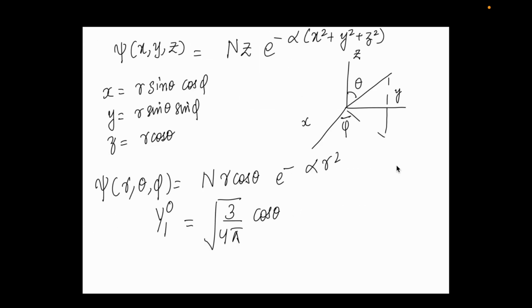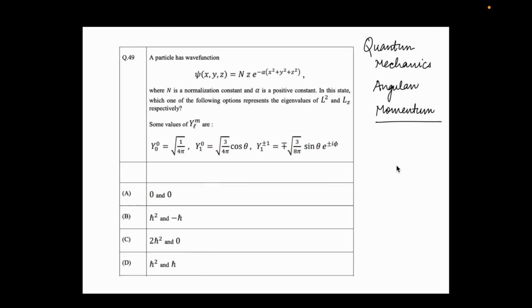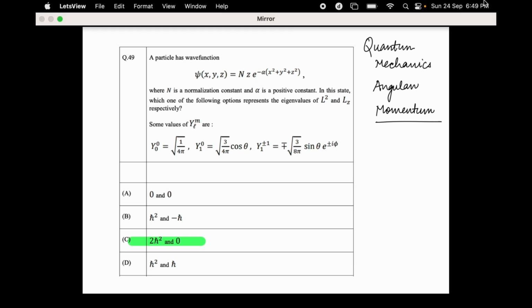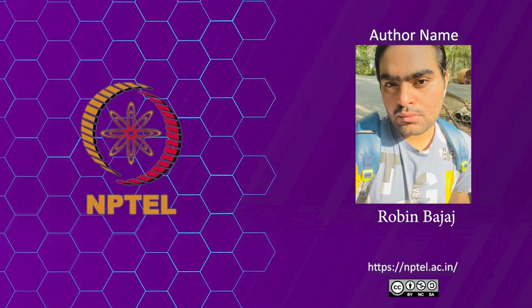The correct option for this problem is, if you just select this, yes, option C is the correct one. So L square is 2 h bar square and Lz is 0. So that was our question. Thank you.